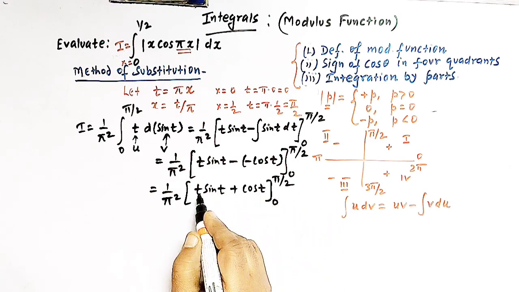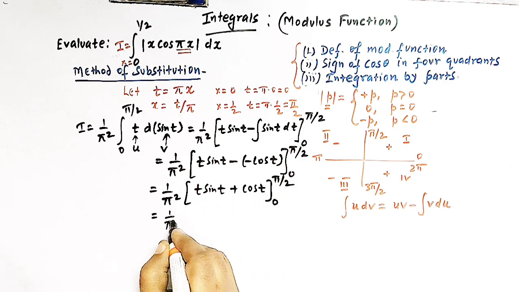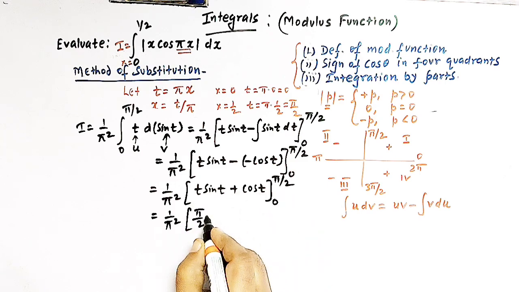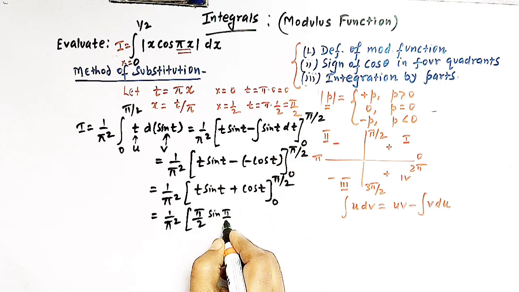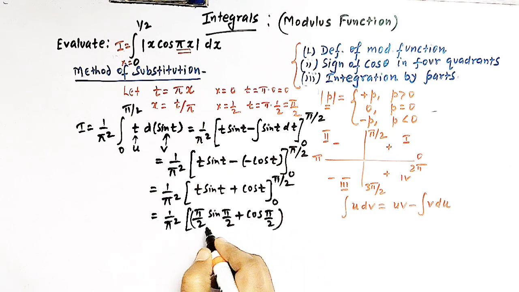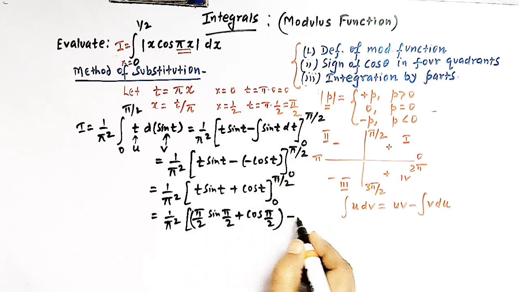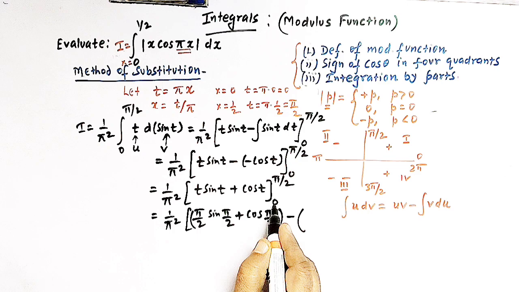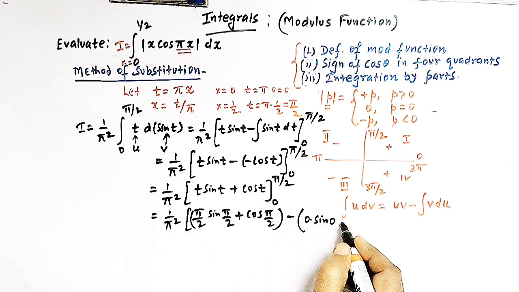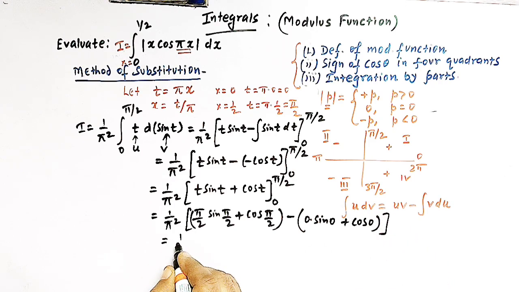So now let us substitute the limits and we'll take the difference. So we have 1 over pi square, and then first we have here t is equal to pi by 2, then we have sine pi by 2, then we have cos pi by 2. Then we substitute t is equal to 0. Then here we have 0 times sine 0, and then cos of 0. Okay, now let us simplify it.